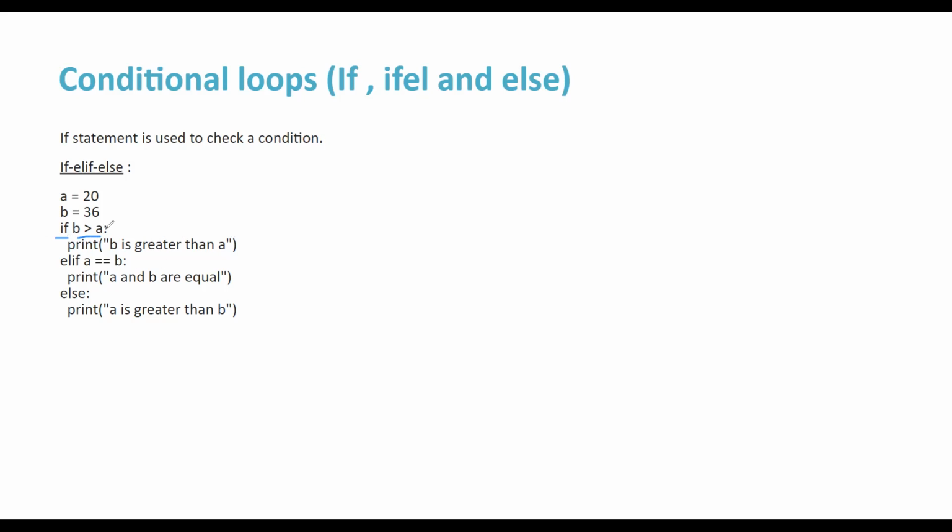If this condition is not satisfied, then go to another condition, making use of elif. Elif is another keyword. If the first condition is not satisfied, whatever condition you mention in the elif will be checked, and if it is satisfied, this statement will be executed. If both the conditions are not satisfied, then it goes to the else statement, which comes at the last.